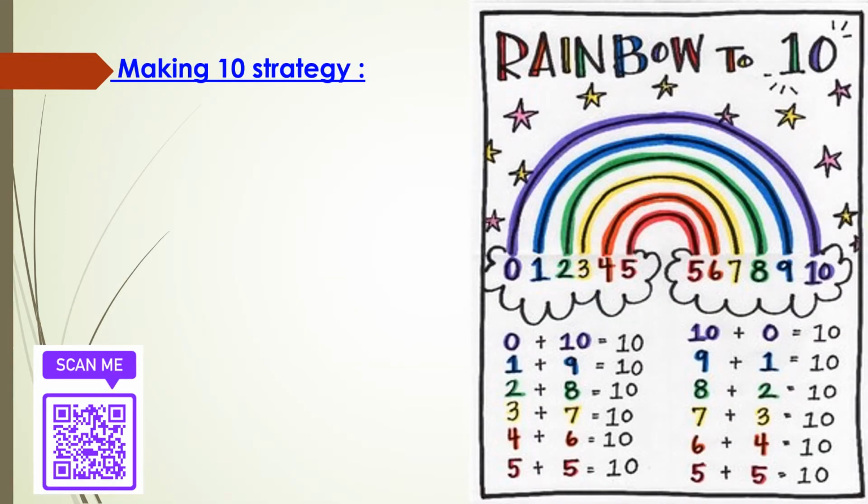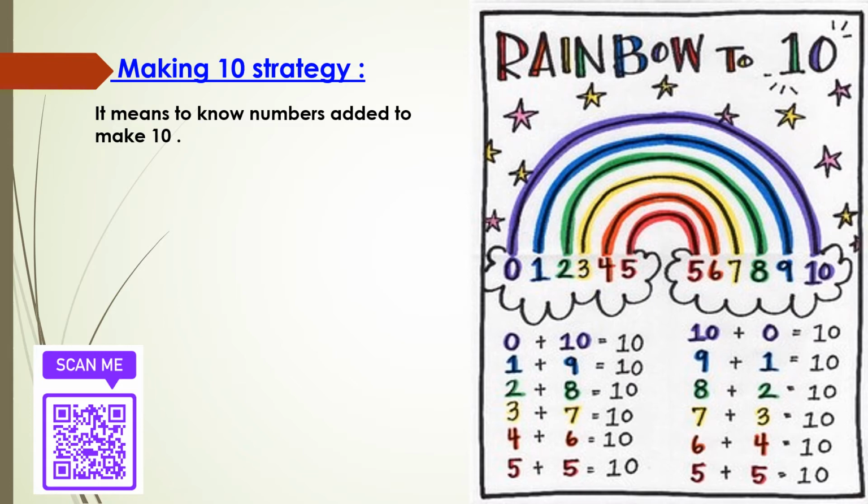Now let's study together the last mental math strategy, which is the making 10 strategy. It means to know number addends to make 10. We have to memorize all the numbers that can be added together to give me 10. Here, look at the following chart. We have to know the numbers that are added together on the same line because they give me 10.